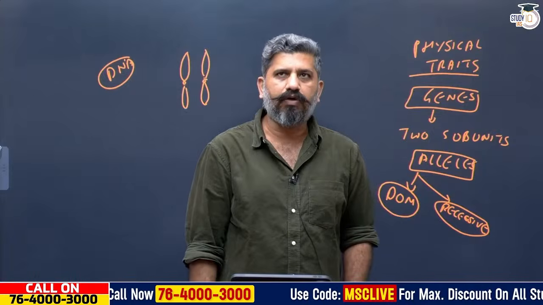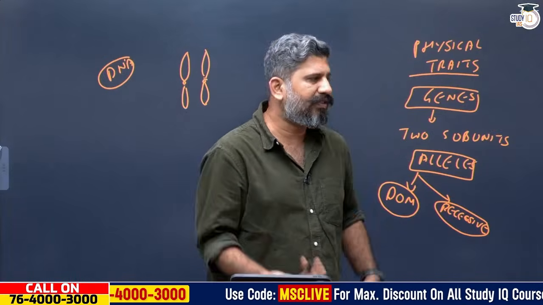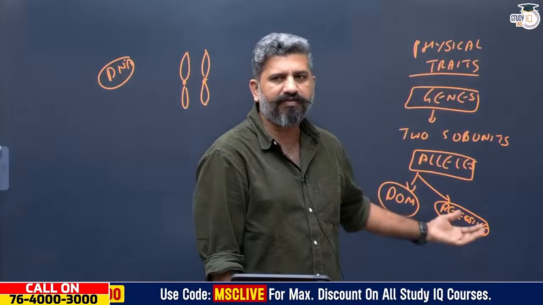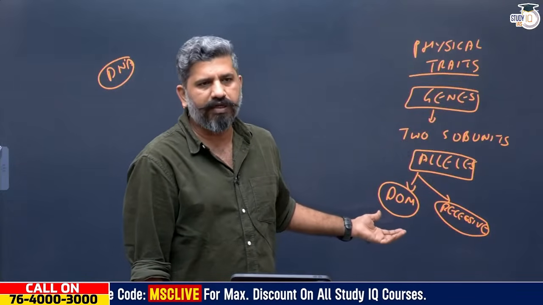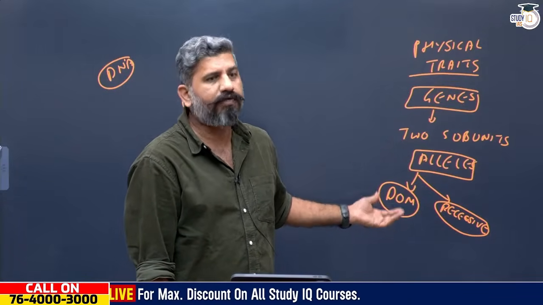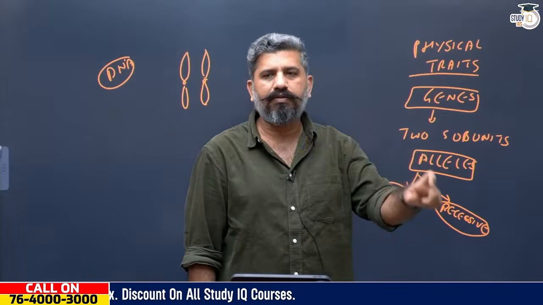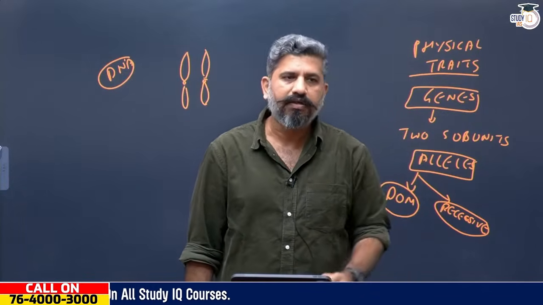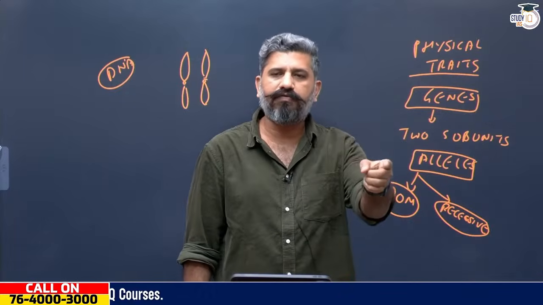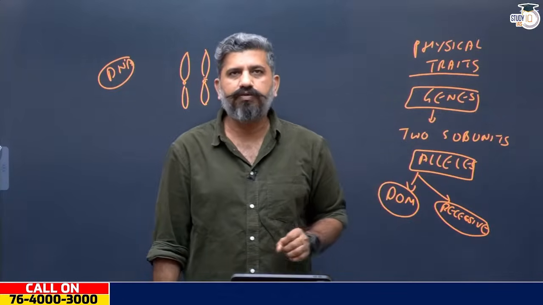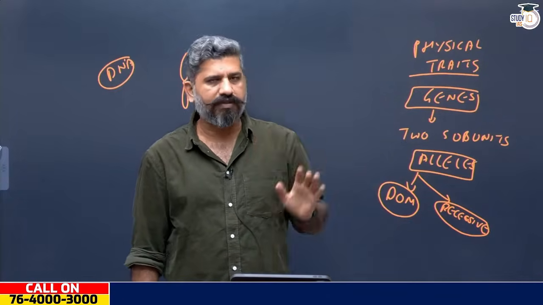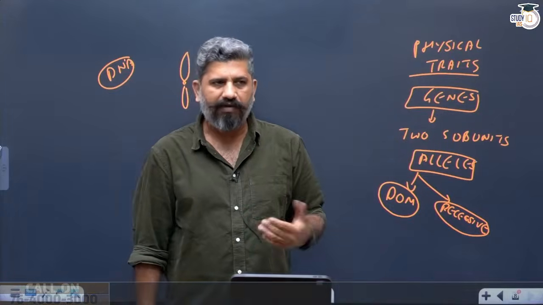That is why you see some of the traits not manifesting themselves in the physical traits. Why? Because the recessive might be hidden because of the dominant one which is present. But if it is able to create a homozygous condition in the next generation, the recessive one will manifest itself in the physical trait. That's a very clear-cut idea that we have now.